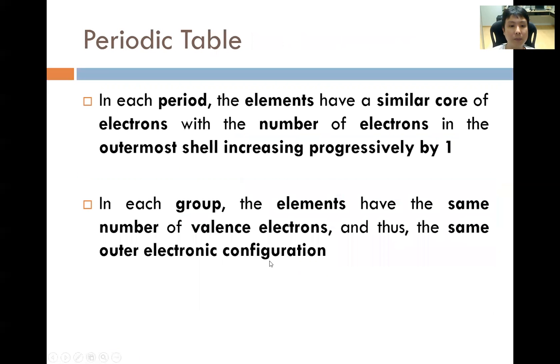Okay, so in each group, the elements have the same number of valence electrons. Group 2 has 2 valence electrons. Group X has X number of valence electrons. And thus, you have the same outer electronic configuration. And this is important because in chemistry, only the valence electrons participate in reaction. So if you have the same number of valence electrons, you will behave similarly in a chemical fashion.